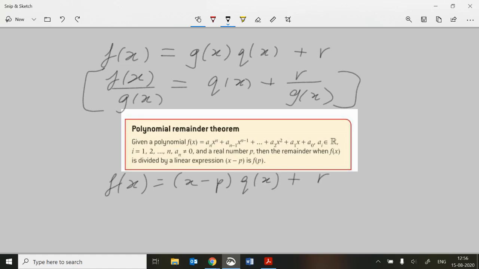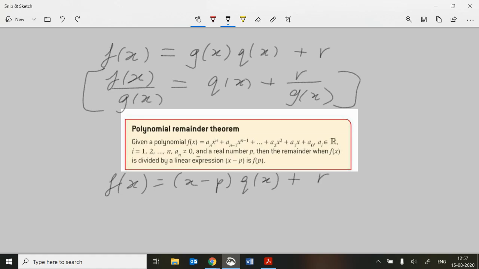Okay, so given this format here, it's really easy to show the polynomial remainder theorem, because the remainder theorem says, let's just read it out, given this polynomial and a real number p, then the remainder when f of x is divided by our linear expression x minus p is f of p. Okay, so the remainder is f of p.